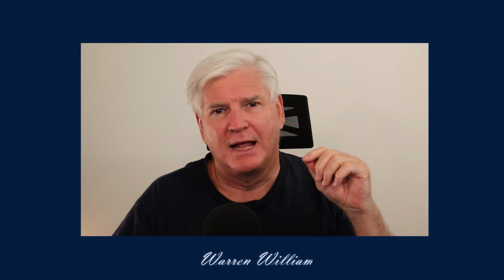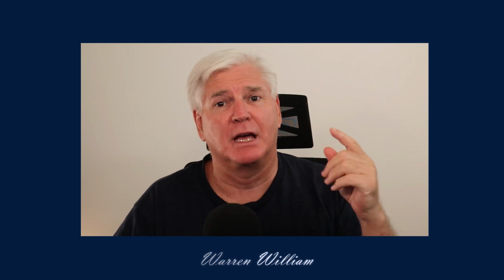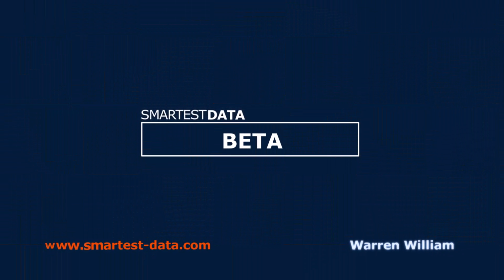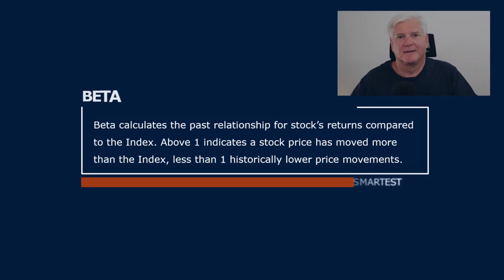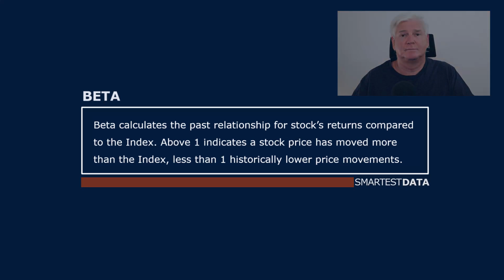Beta. Let's go to the video and work through a quick example and take a look at how beta could be a guide to your stock investing. Beta calculates the past relationship for a stock's returns compared to the index. Above 1 indicates the stock price has moved more than the index. Less than 1, historically lower price movements.